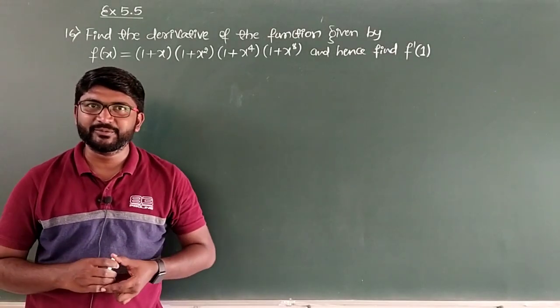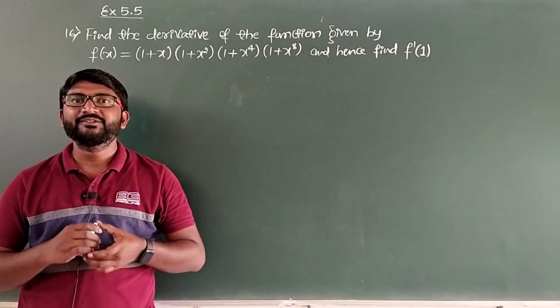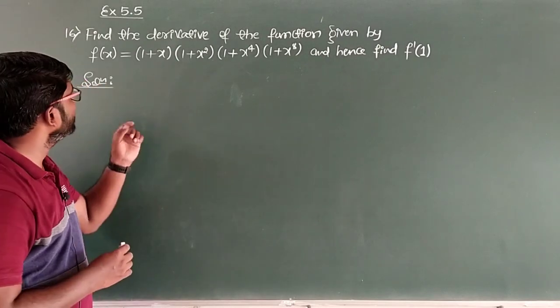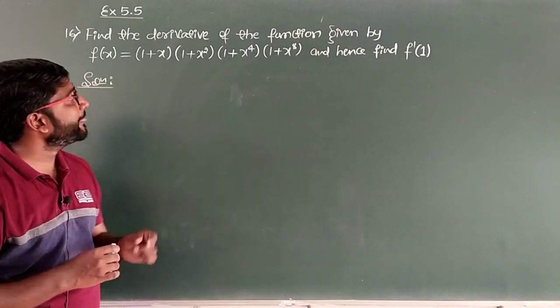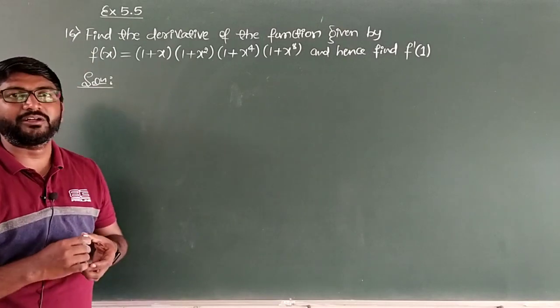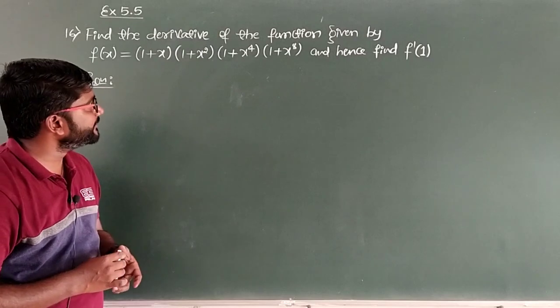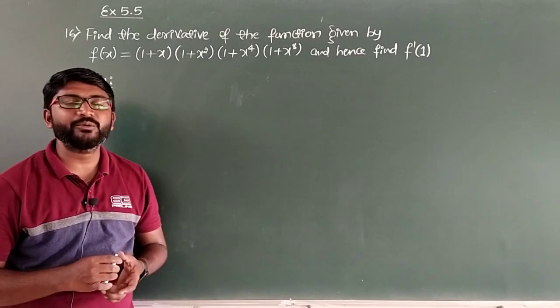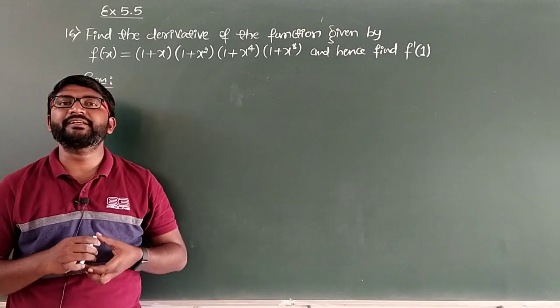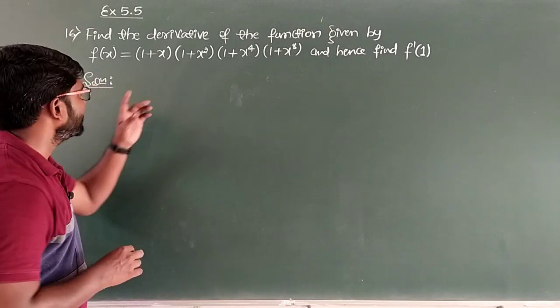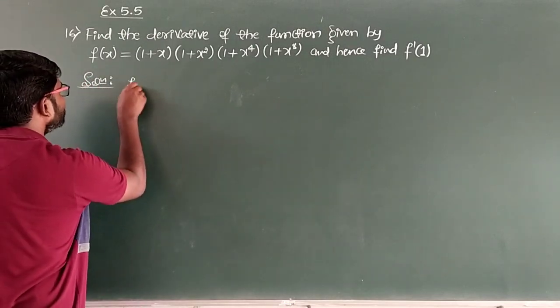So in the last class we have solved up to question number 15. In today's class let us continue with question number 16. Find the derivative of the function given by f of x equal to 1 plus x into 1 plus x square into 1 plus x to the power 4 into 1 plus x to the power 8, and hence find f dash of 1. So let us take this as f of x now.